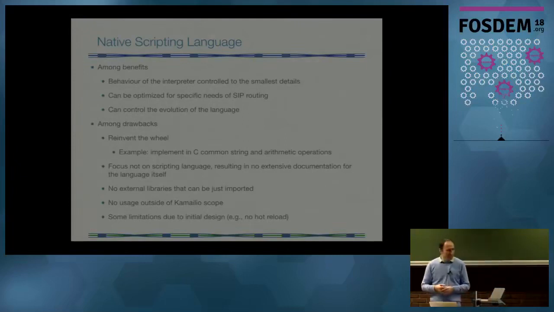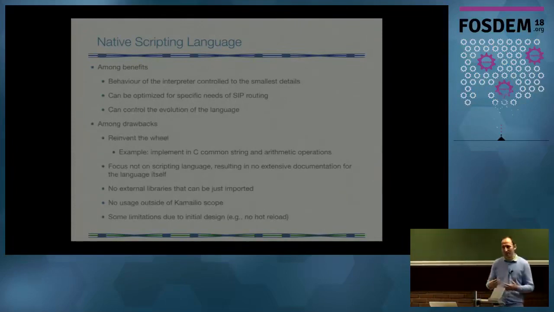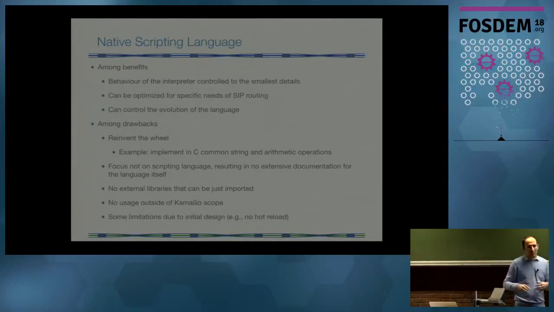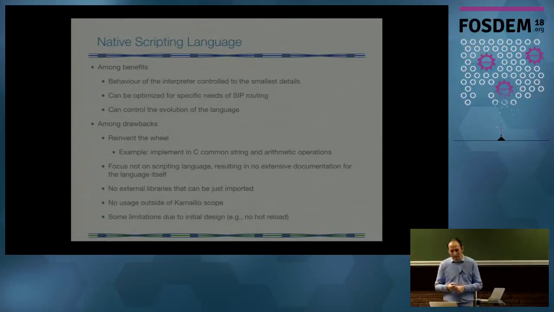But then there were a lot of drawbacks that we discovered over time, like we had to reinvent the wheel for a lot of small operations, all these string operations, substring, concatenation, and so on. You have to implement it in C, which is the language used for Kamailio, and then export it to this self-made scripting language. Then there are no external libraries that you can just import and use. You have to write a module inside Kamailio if you want to extend this language, or actually also in the core you can do it.